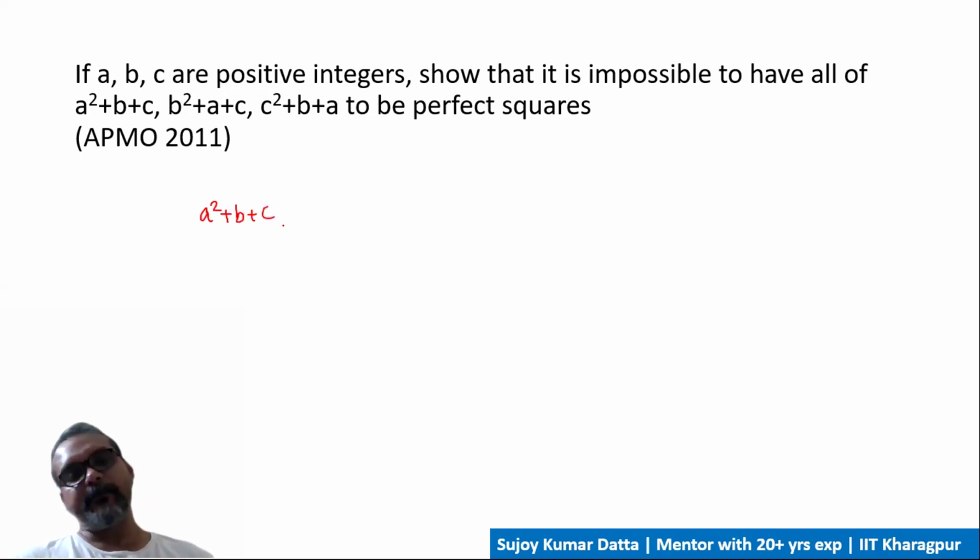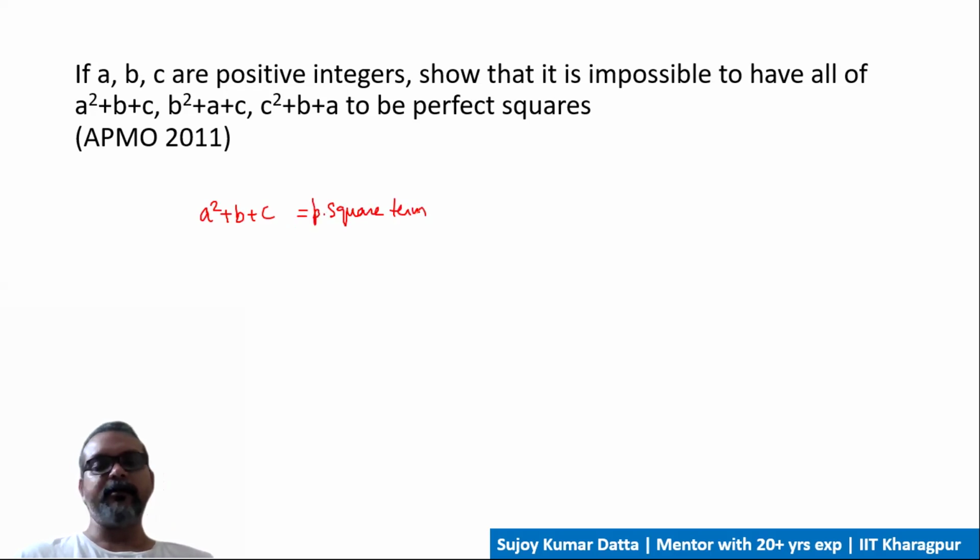what will happen to a squared plus b plus c? We are saying that this is a perfect square term. So that means obviously b and c are both positive. So that means a squared plus b plus c will be a square of something bigger than a, at least a plus 1 squared, the next number. So from here what do we get?